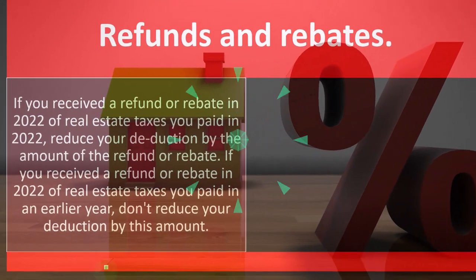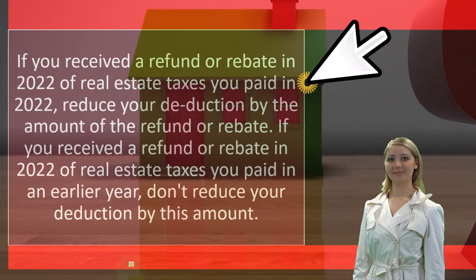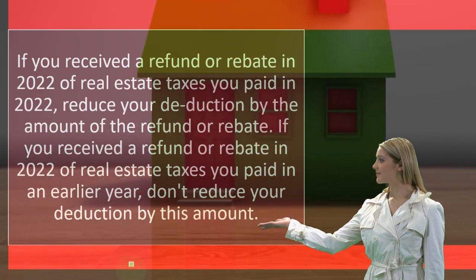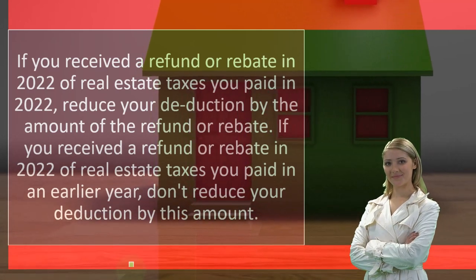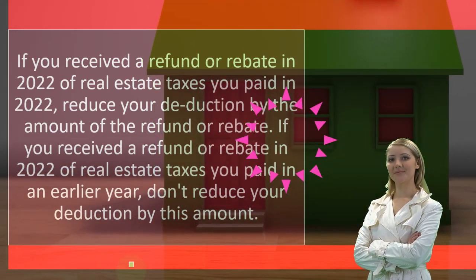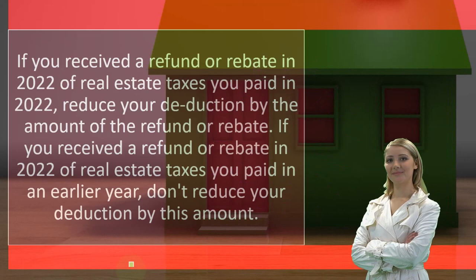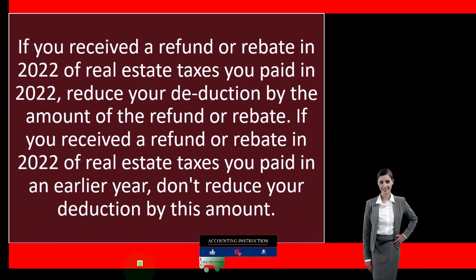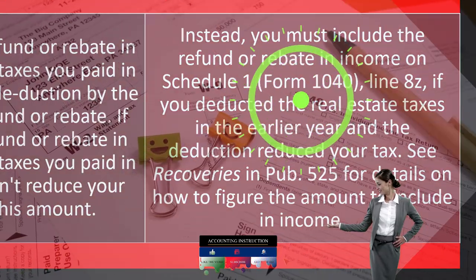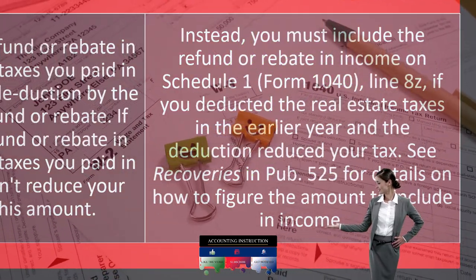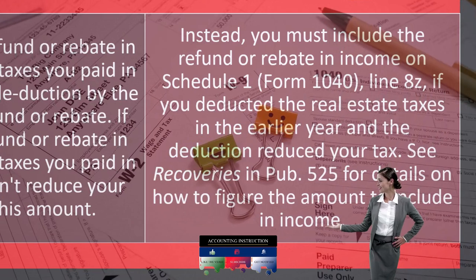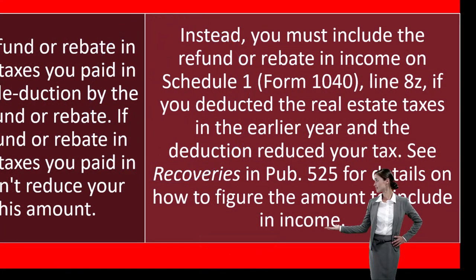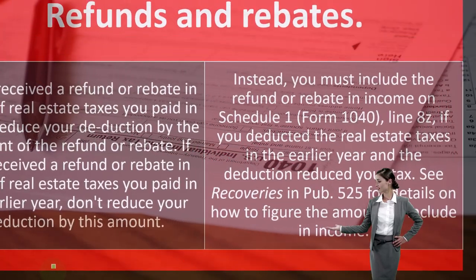So refunds and rebates: if you received a refund or rebate in 2022 of real estate taxes you paid in 2022, reduce your deduction by the amount of the refund or rebate. If you received a refund or rebate in 2022 of real estate taxes you paid in an earlier year, don't reduce your deduction by this amount. Instead, you must include the refund or rebate in income on Schedule 1, Form 1040, Line 8Z, if you deducted the real estate taxes in the earlier year and the deduction reduced your tax.